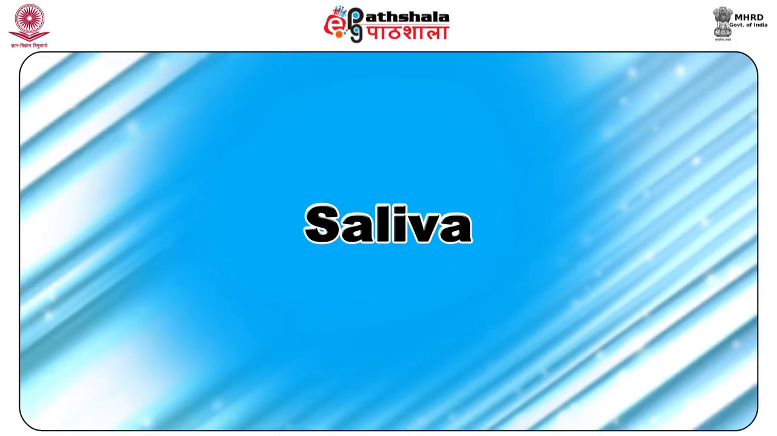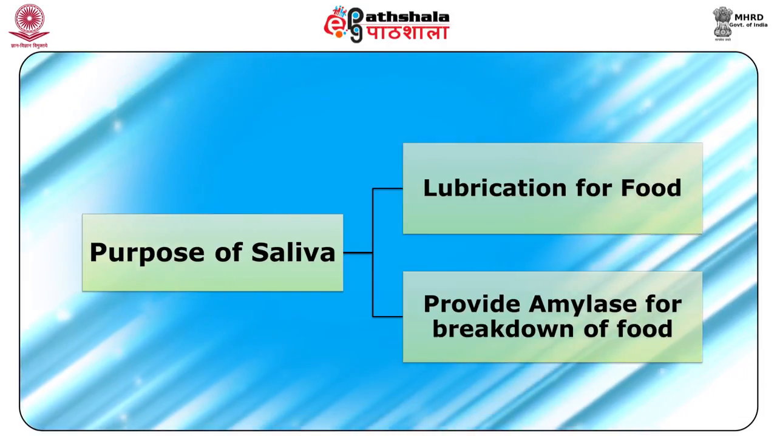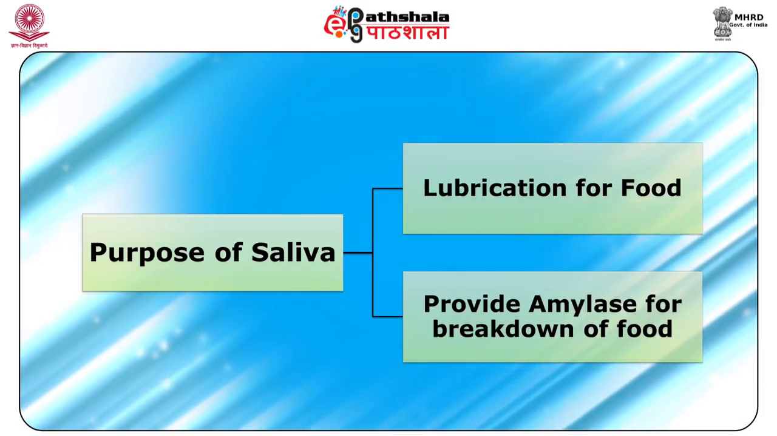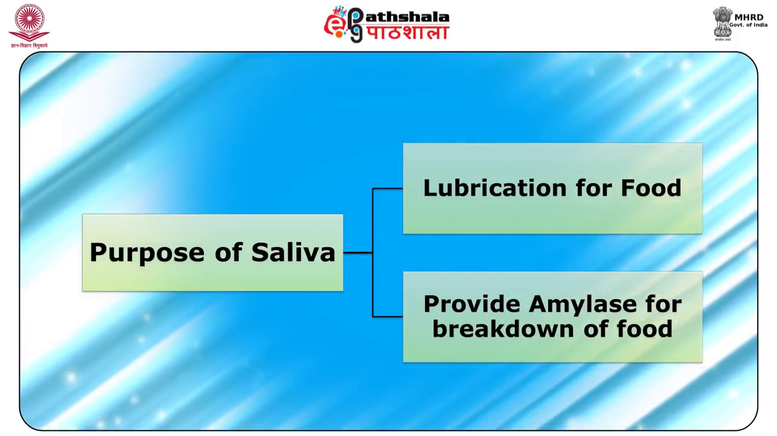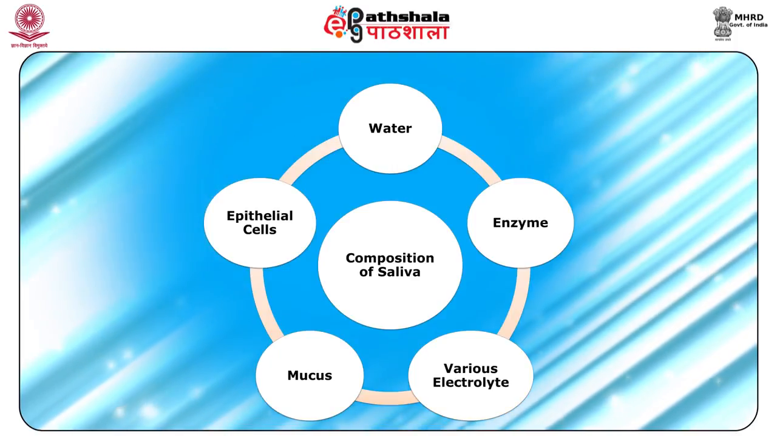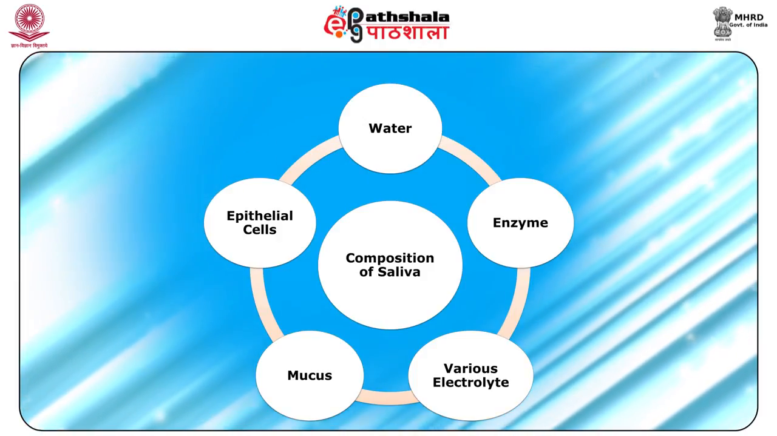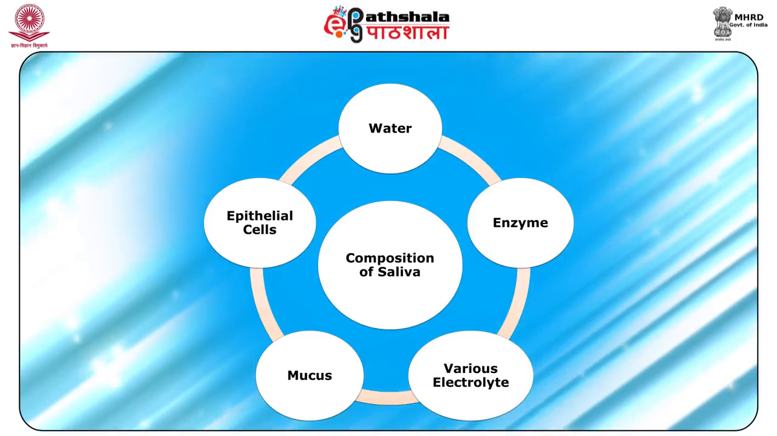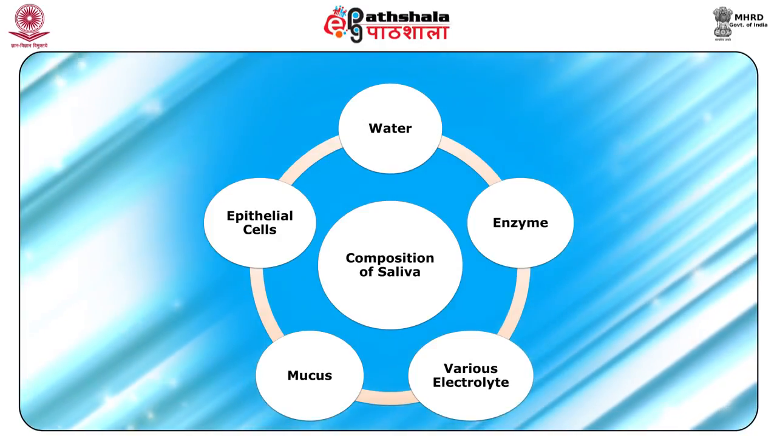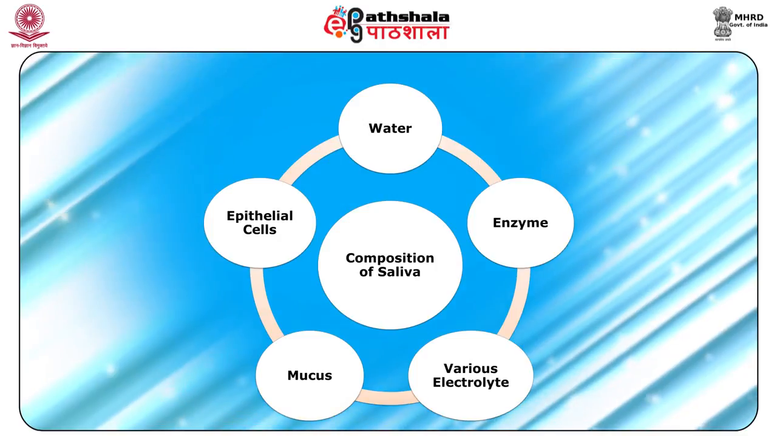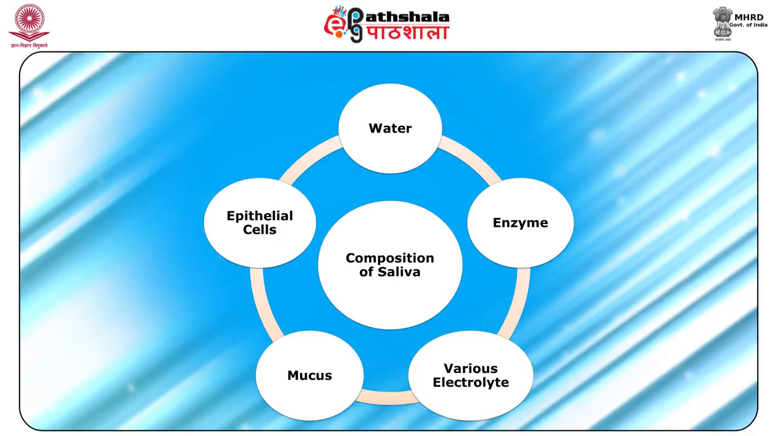Next, we have saliva. Saliva is the clear liquid produced in the mouth for various purposes, primarily to act as lubrication for food and provide the enzyme amylase to begin the breakdown of this food. Composed of water, enzymes, various electrolytes, mucus, and epithelial cells from the inside of the cheeks, it is ideal for DNA profiling, as it contains the same proteins as blood and urine. Saliva can also be analyzed to detect the presence of drugs and toxins.